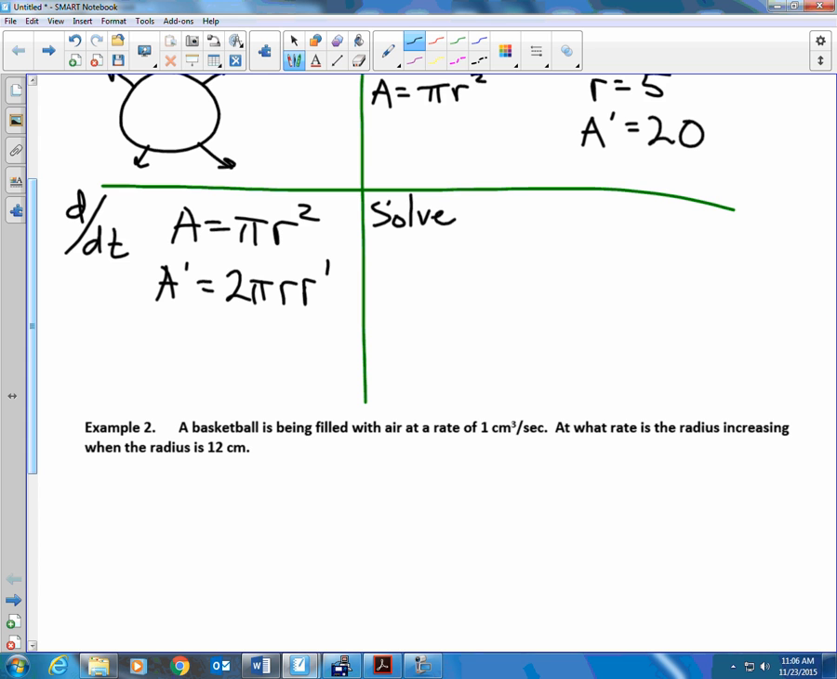And in this box, we solve. So we take our A prime is equal to 2 pi r r prime. And for A prime, we have 20. 20 is equal to 2 pi times r. What is the current r value? 5.